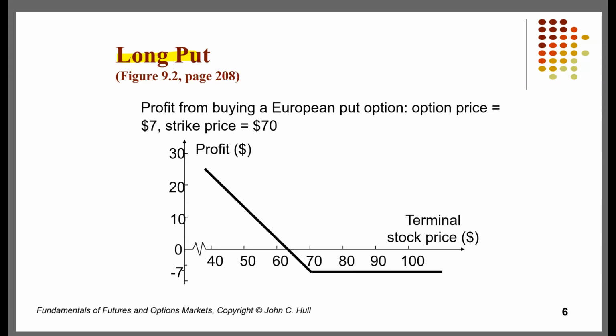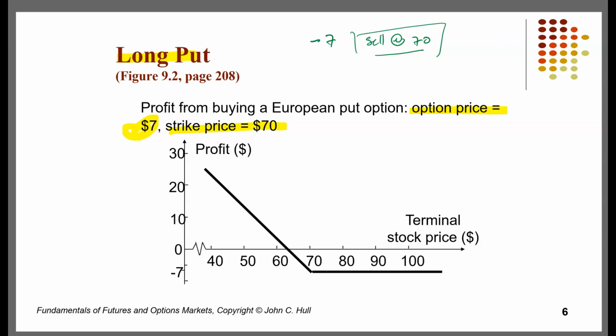And so this is what we're doing. In this case, we are taking a long position in the put option contract, and the price for that put option is $7, which means we're going to be paying $7 for that contract. And the strike price is going to be at $70. What does that mean for the long put? The long put pays $7 and gets the right to sell at 70 no matter what the price of the underlying is.